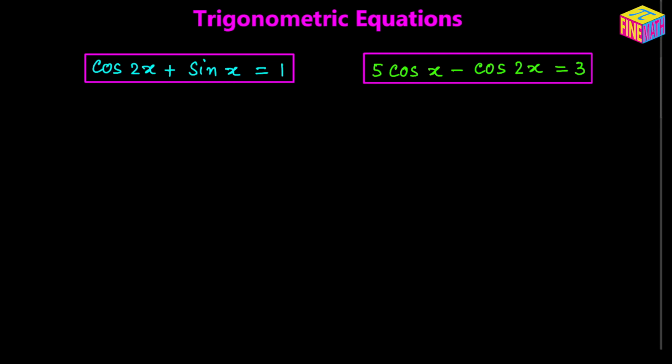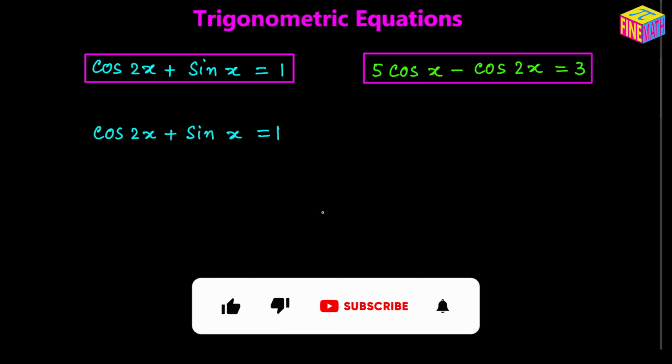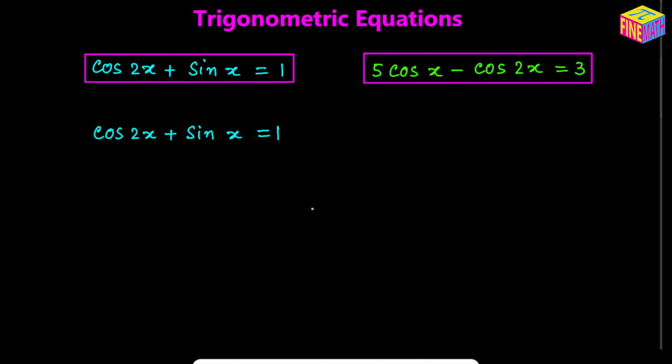So first we are going to solve the first example, which is cosine of 2x plus sine of x is equal to 1. As you can see in this equation, cosine function has 2 times x and sine function has x. So we need to convert them into a form where all the ratios will be either of 2 times x or just x, right? So here the easiest way would be to convert cosine of 2 times x into some function of just x.